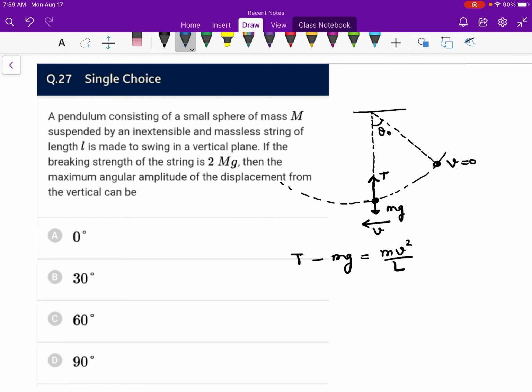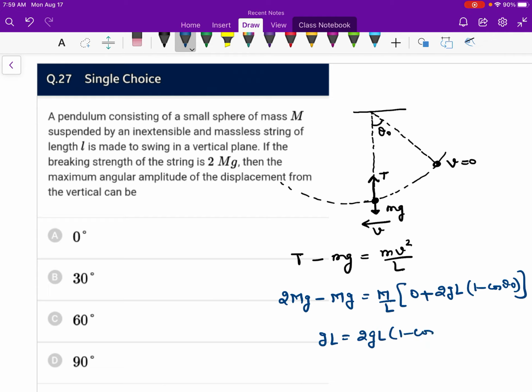T is 2 mg in the limiting case. So 2 mg minus mg is equal to m by L times v square, and v square is u square plus 2gh, h is L into 1 minus cos theta naught. So mg cancels. So gL is equal to 2gL into 1 minus cos theta naught. So cos theta naught equals half.